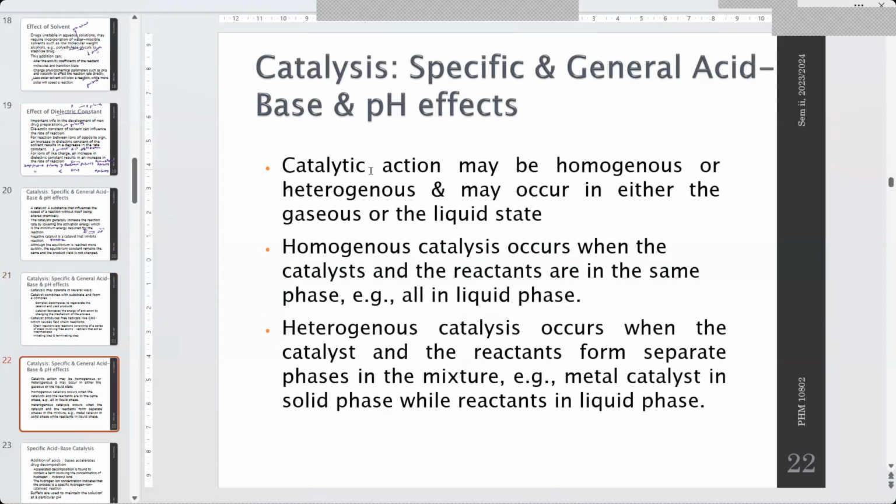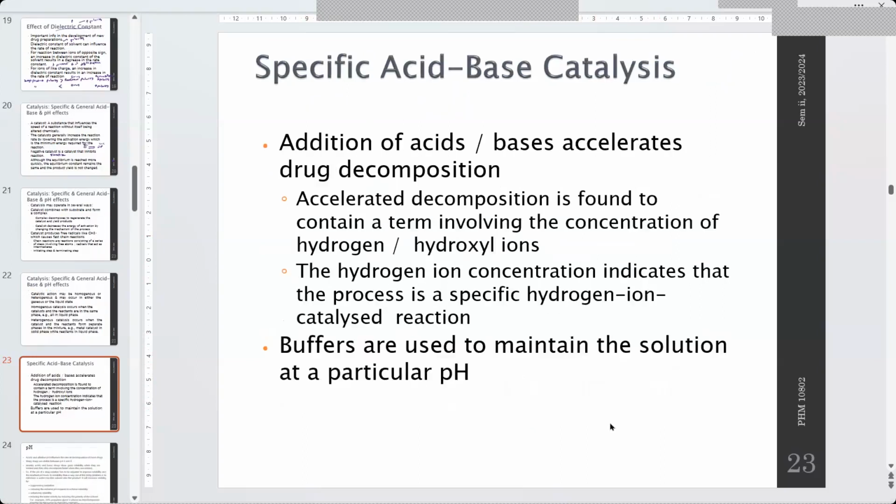Catalysts may be homogeneous or heterogeneous. Homogeneous if they are same phase like the reactants. For example, it is liquid substance mixed to reactants in liquid state, or gas mixed to reactants in gaseous state. Then we're talking about homogeneous catalysis. And maybe heterogeneous catalysis, like, for example, when you do reaction between gases and the catalyst is solid, metal catalyst, for example, solid, in gas or liquid phase, then this is a heterogeneous catalysis. Addition of acids or bases may accelerate drug decomposition.